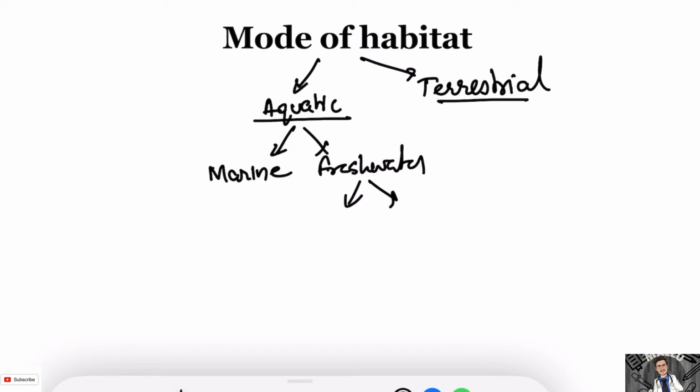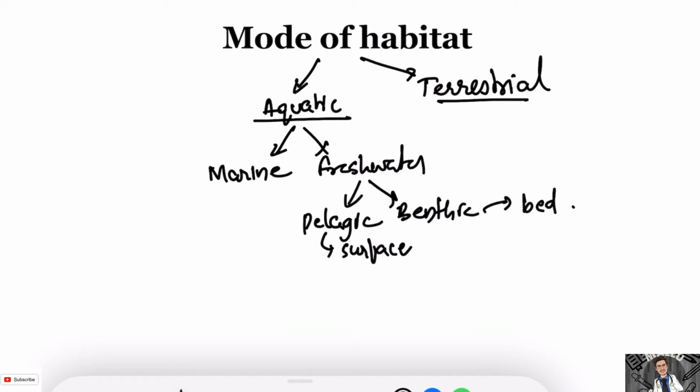The freshwater animals are again divided into pelagic and benthic. So pelagic are those animals or the fishes or any sort of animals which are found at the surface, whereas benthic are those which are found at the bed of the water body, for example at the deep portion. So that's all about the mode of habitat.